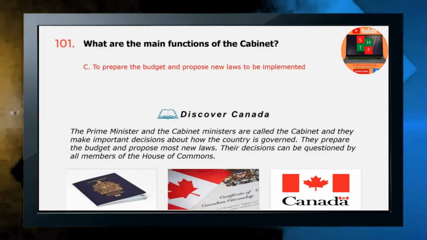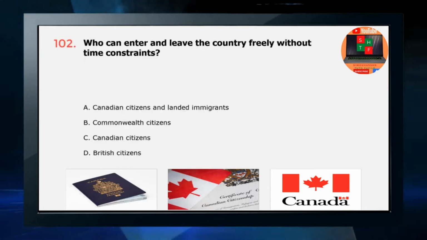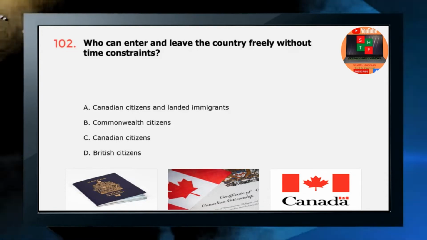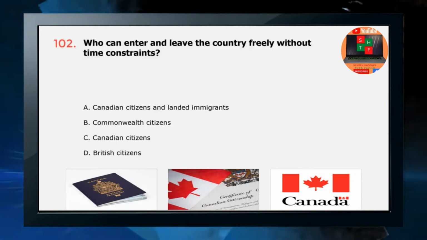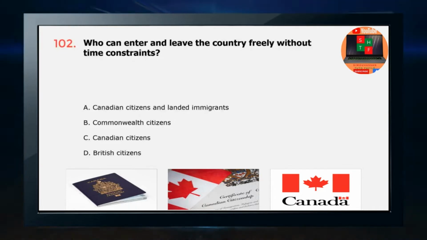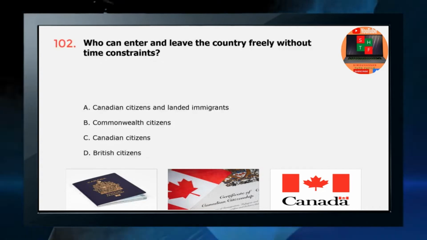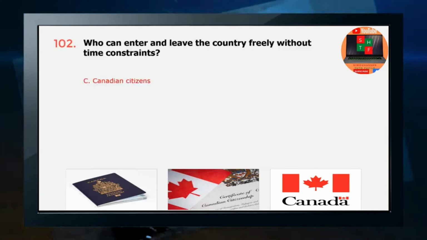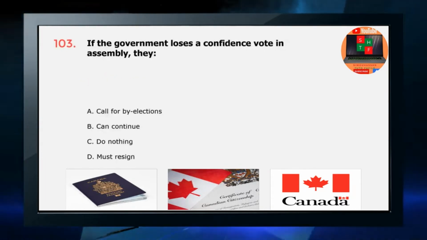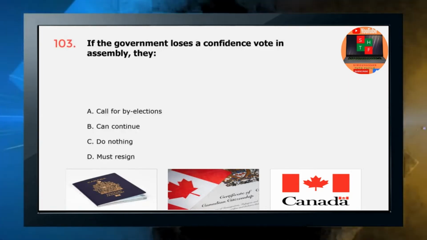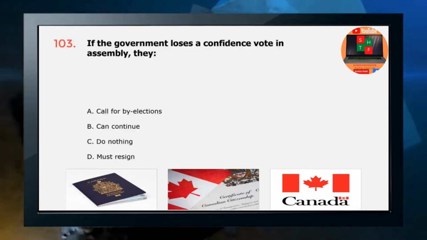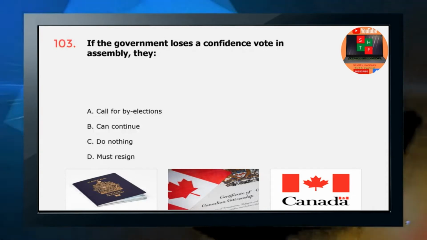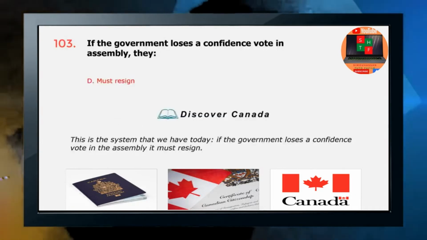Question 102. Who can enter and leave the country freely without time constraints? A. Canadian citizens and landed immigrants. B. Commonwealth citizens. C. Canadian citizens. D. British citizens. The answer is C. Canadian citizens. Question 103. If the government loses a confidence vote in Assembly, they A. Call for by-elections. B. Can continue. C. Do nothing. D. Must resign. The answer is D. Must resign.